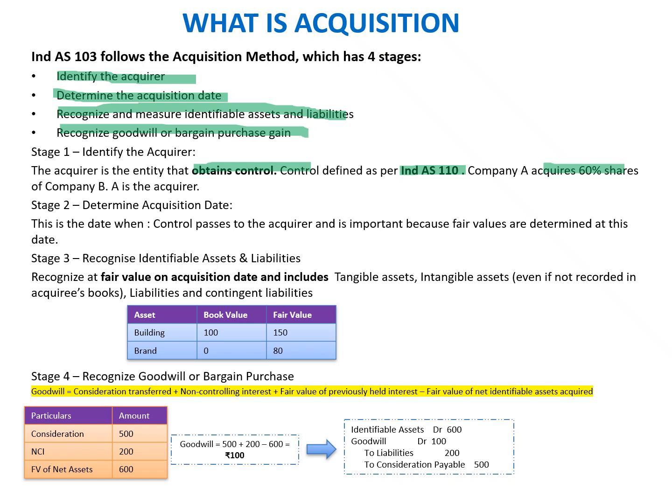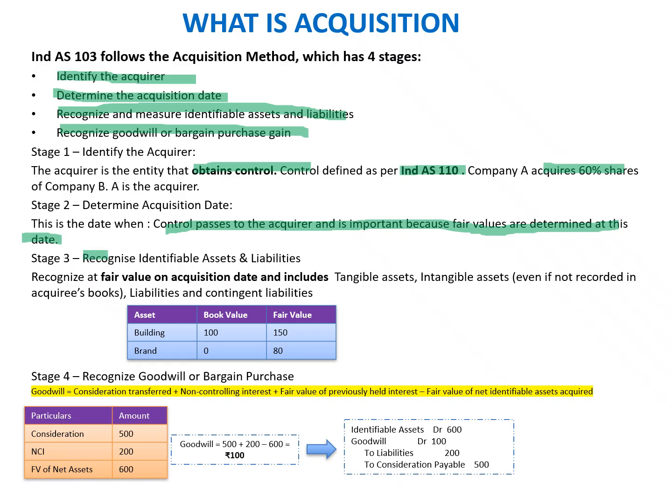Stage two is to determine the acquisition date. This is the date when control passes to the acquirer, and it is important because fair values are determined at this date. This is most important, especially when the acquisition is in stages. Ind AS 103 applies only when control passes. Then we have to ensure that on that particular date, we do the assessment of the fair value. We'll talk about the entire accounting concept for step purchases in a subsequent slide.